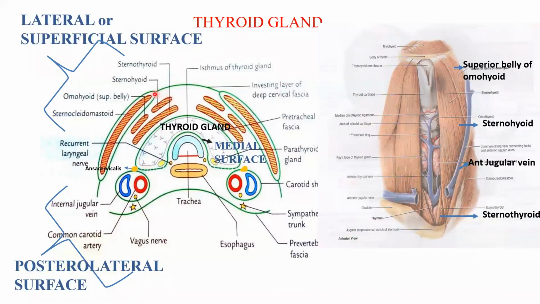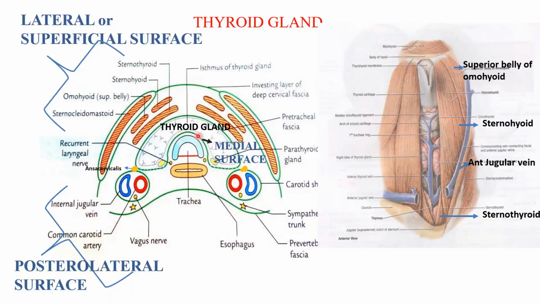First, the lateral surface. The lateral or superficial surface is related to the skin, superficial fascia and platysma muscle in the fascia. Deep to the superficial fascia, there is the investing layer of deep cervical fascia, and deep to this the strap muscles of the neck are present, which can be seen clearly in the second diagram. These muscles are the superior belly of omohyoid, sternohyoid and sternothyroid muscles. So these muscles will overlap the lateral or superficial surface of the thyroid gland.